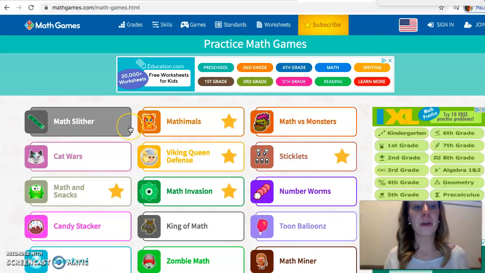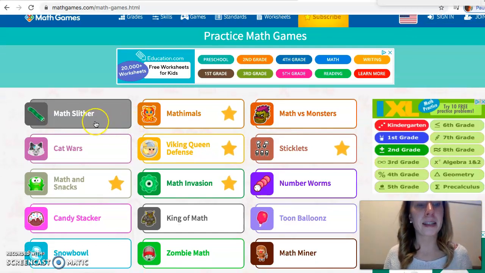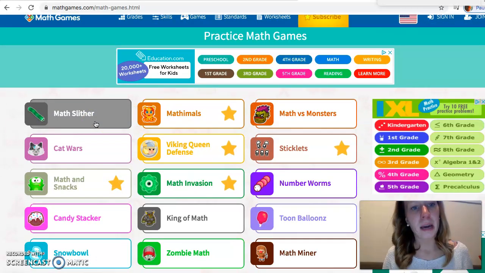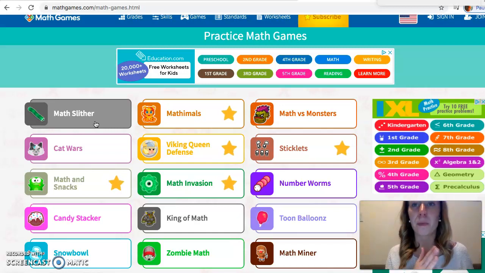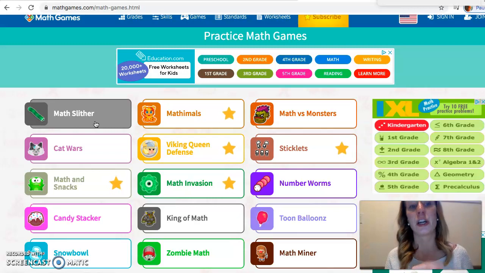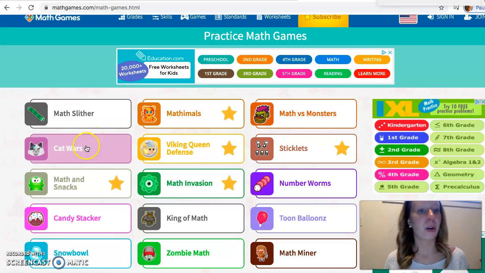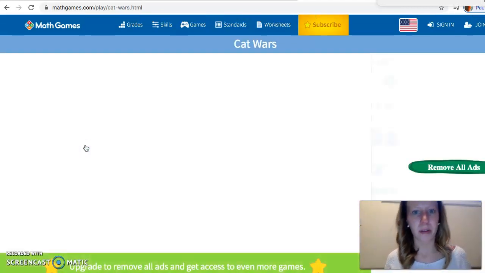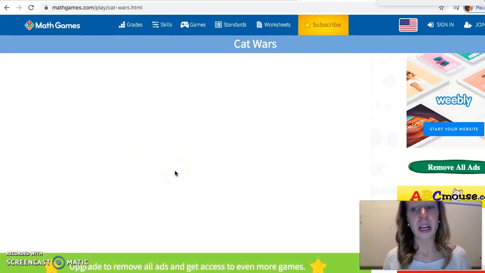So I've played a few of these as an example. Math Slither is basically a game where you have a worm that allows you to do fractions, multiplying, addition. So let's do an example. Cat Wars is like a really good one for kids to do. It's really fun, interactive.